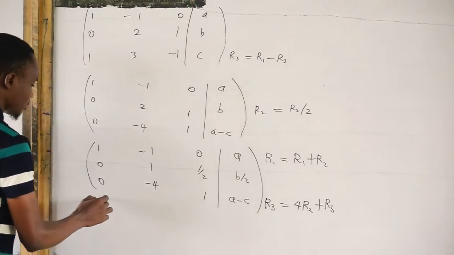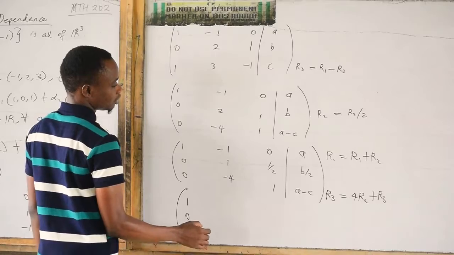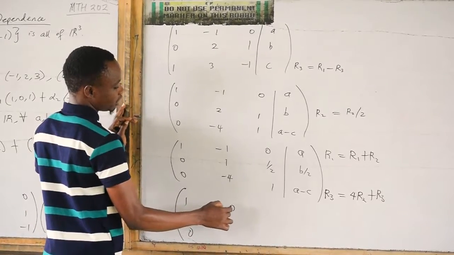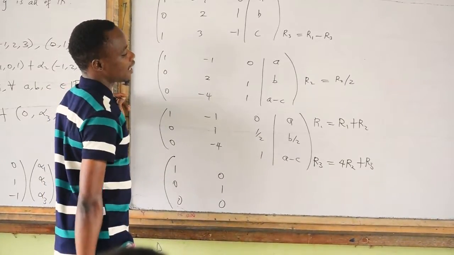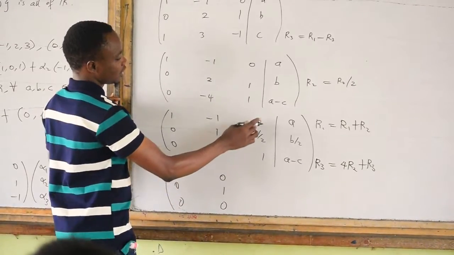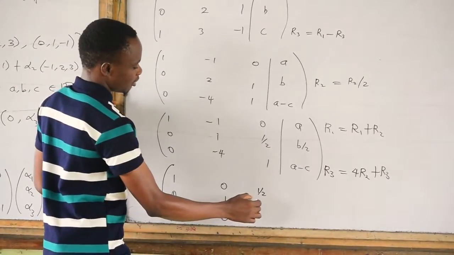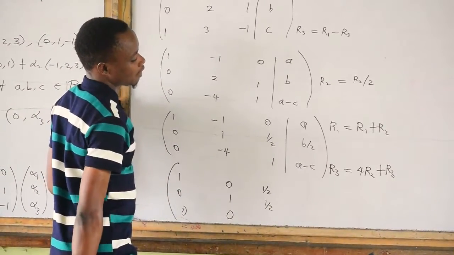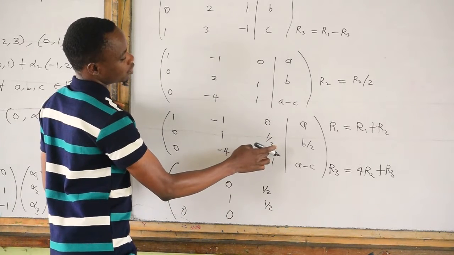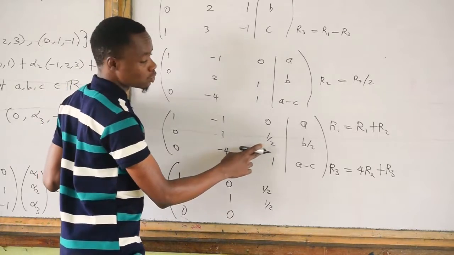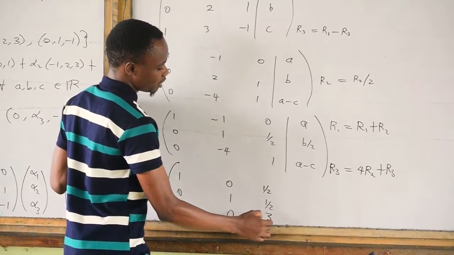When you do that, this is going to remain as it is, 1, 0, 0. This is now becoming 0. This is 1, this will become 0. And I have here R1 plus R2. That is 0 plus 1 over 2, that is 1 over 2. I still have here 1 over 2. And 4R2 plus R3. 4R2 is 2, what times this is 2, plus R3. That is 1, plus that will be 3. Is that clear?